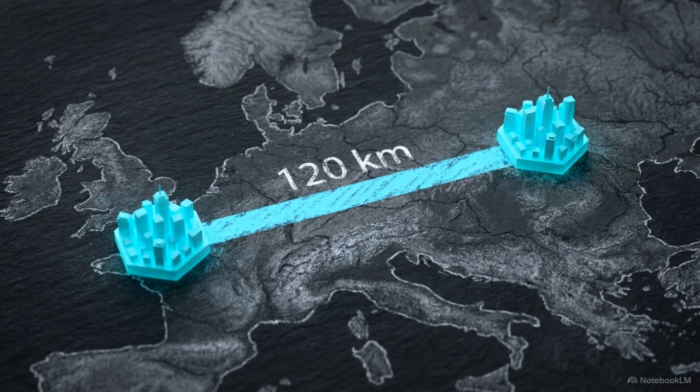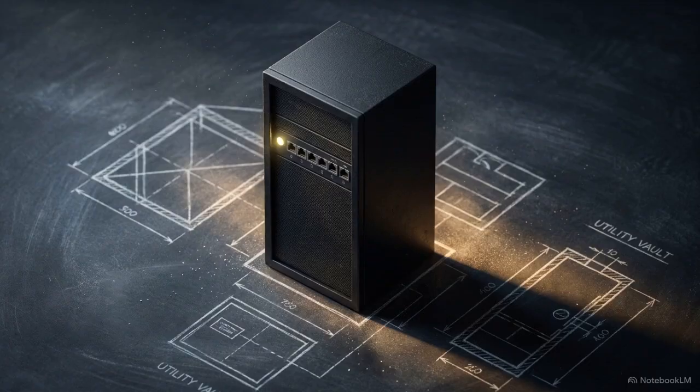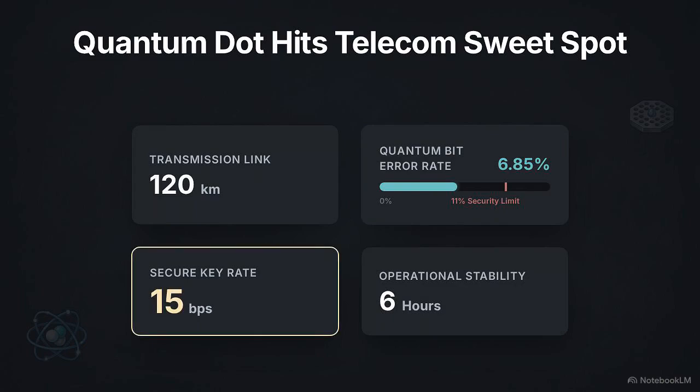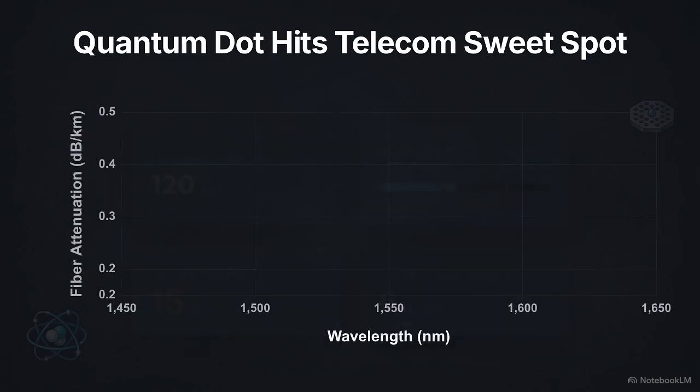This architecture has demonstrated stable transmission over 120 kilometers of standard, non-specialized optical fiber. The system maintained a continuous link for 6 hours without requiring manual phase realignment, a significant milestone for unattended field deployment. The system maintained a quantum bit error rate of 6.85% in the Z basis, yielding a secure key rate of 15 bits per second.